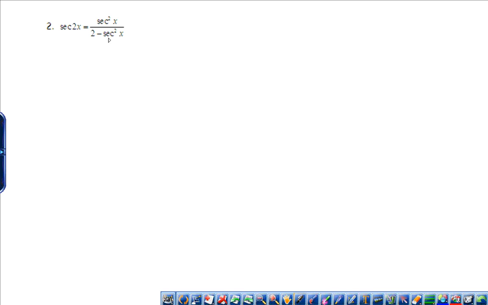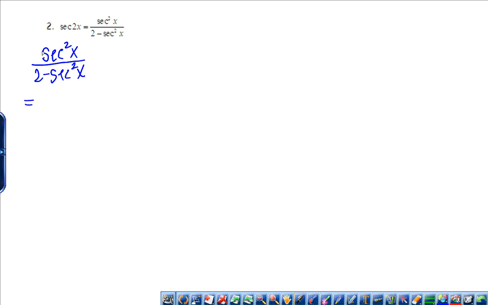Okay, I still think I'm going to start with this hard side. It looks kind of scary, but I think we can do it. All right. So let's write down where we're going to begin. So this is a secant squared x over the 2 minus secant squared x. I'm going to work this a way that I think some of you might do it first, and then I'll try to work it a second way for you.